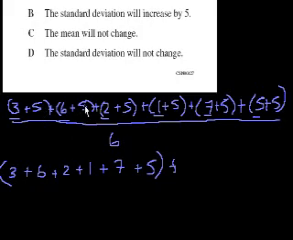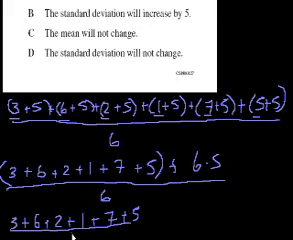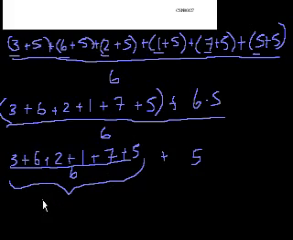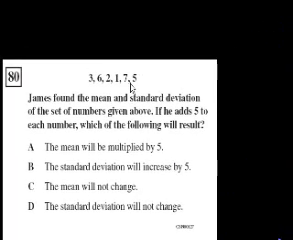Plus, how many 5s do we have? 1, 2, 3, 4, 5, 6. Plus 6 times 5. All of that over 6. Well, this is equal to, let's see, 3 plus 6 plus 2 plus 1 plus 7 plus 5 over 6. Let me scroll down a little bit. Plus, what's 6 times 5 divided by 6? Well, that's just 5. So this is the average of the original set of numbers, right? And now, when you add 5 to all of them, the average of all of them combined is just going to be the original average plus 5.